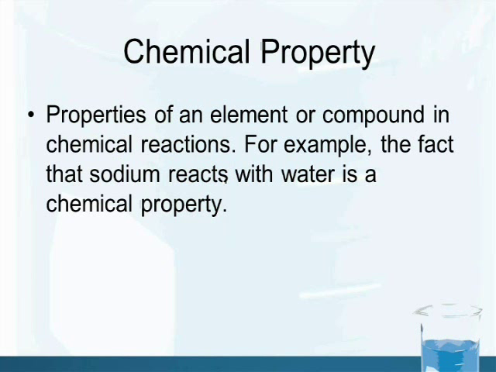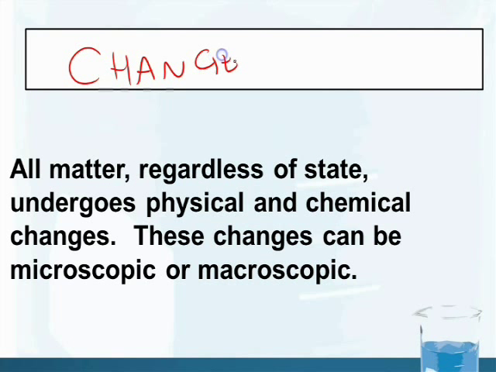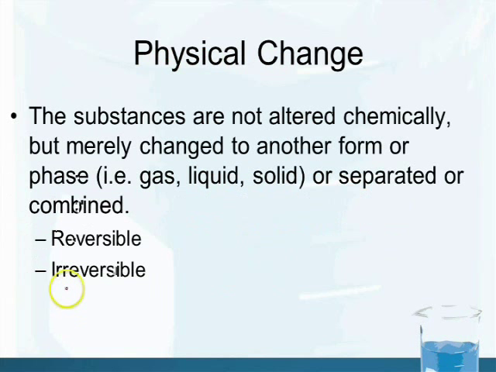Now a chemical property is a property of an element or compound in which the chemical reaction changes. Now all matter, regardless of state, will undergo physical and chemical changes. These changes can be on a very small atomic scale, which we'll never even see, or macroscopic, something huge that we can see very easily.